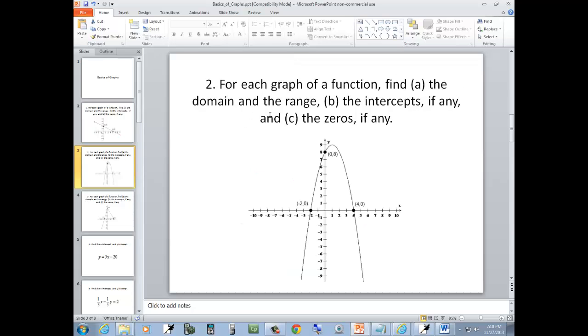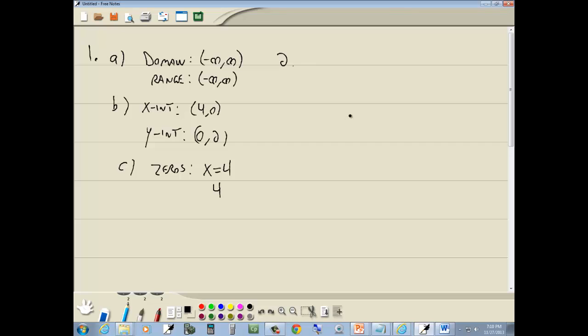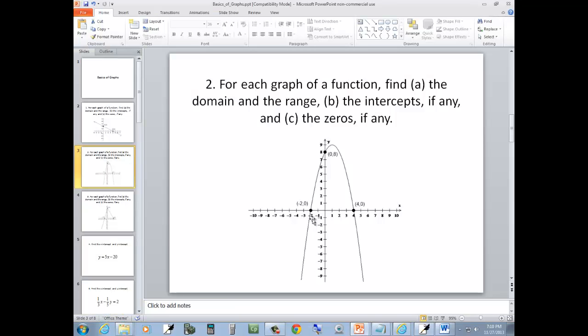Okay, let's look at our second problem. Same instructions. So first thing we're going to find is our domain, where it exists x value wise. I know this is pretty small. Here's x equals 4. It crosses at 4, so it exists there. If I go to x equals 6, if I go down far enough, I'll find it.